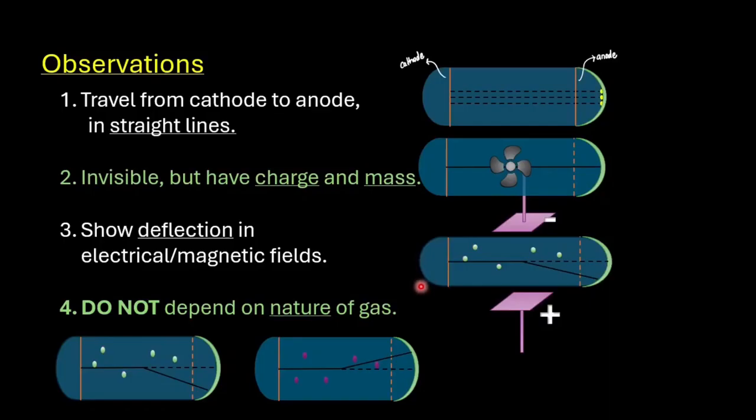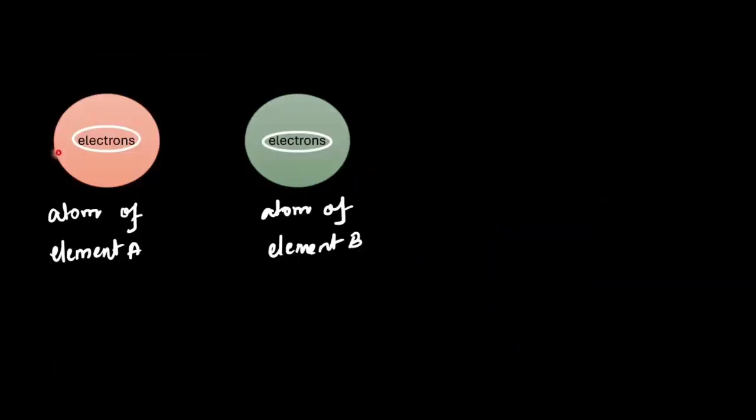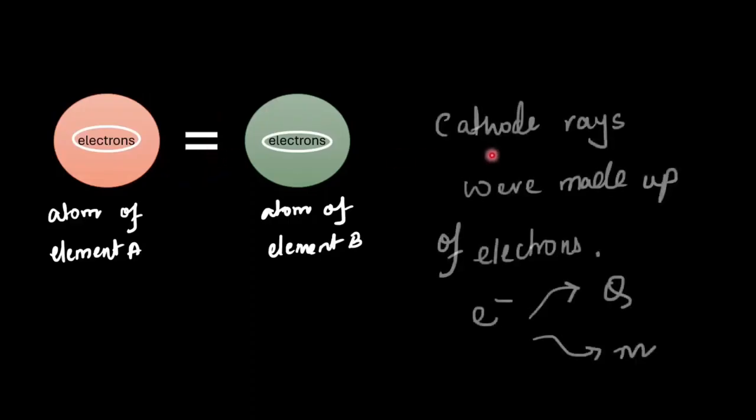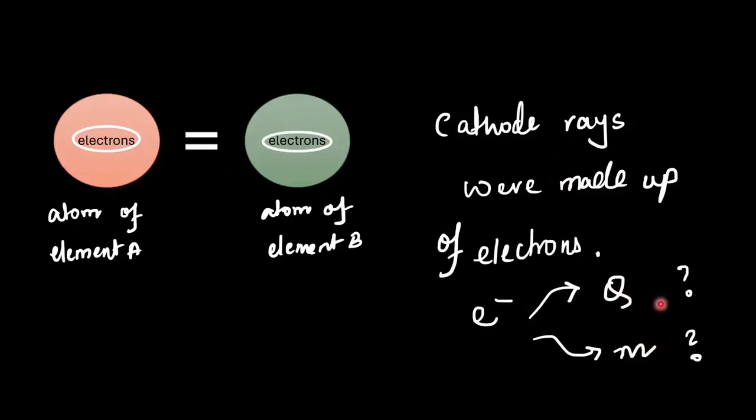It was concluded that cathode rays were made up of electrons, and electrons were a very small, negatively charged subatomic particle, and electrons of any atom or any element are exactly equal to one another. Cathode rays were made up of electrons, and electrons had charge and mass, but their actual values were still unknown.